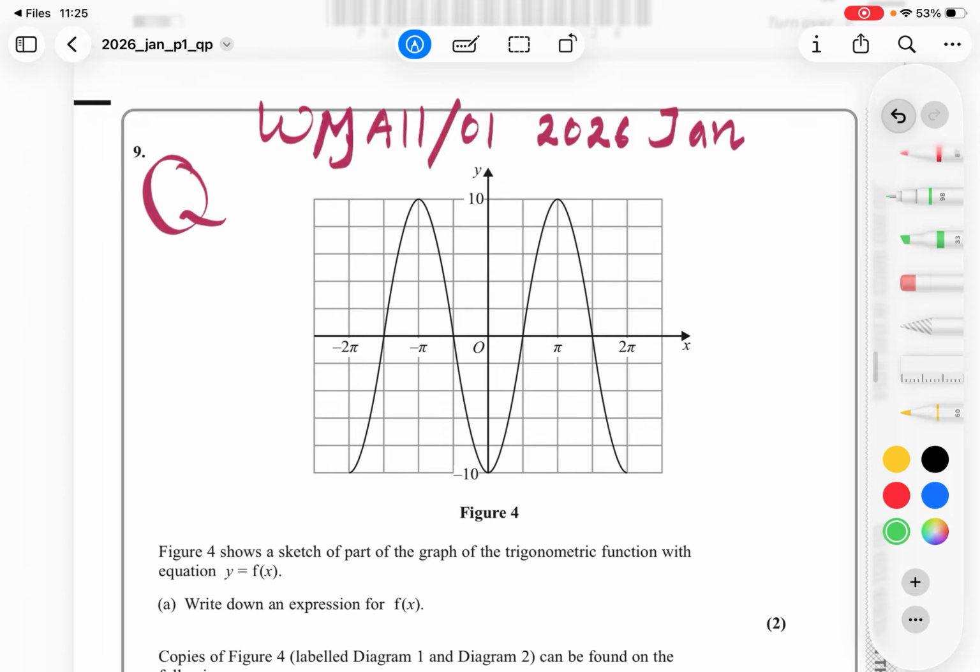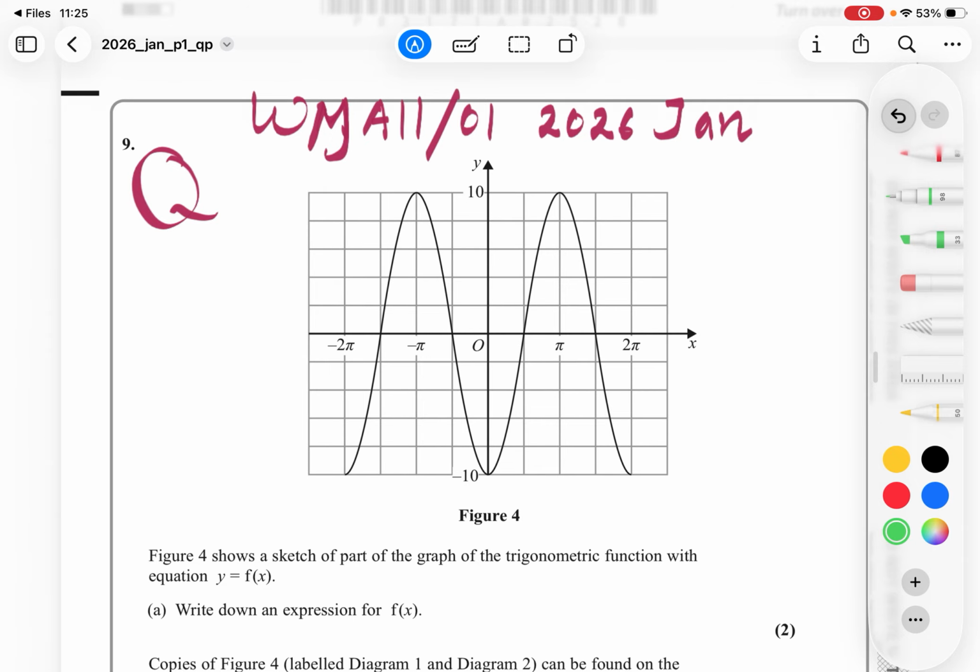So now let's get started with question number 9. In the question, the figure shows a sketch of y equals f(x). By looking at this, it is a trigonometric function, so they are asking us to write down the expression for f(x). So let's see this curve.